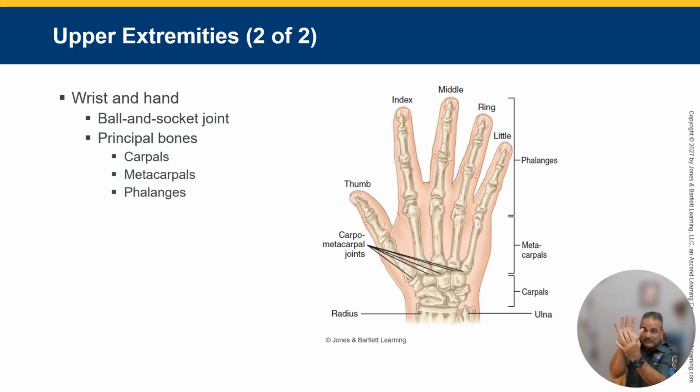Thumb, index, middle, ring, and little. You can also count it. First digit is thumb, second digit is index, third digit is middle, fourth digit is ring, and fifth digit is little. And they're all phalanges. And as you can see here, the radius is located there. It's the closest to the thumb. And then the ulna is on the outside. Good job. All right, let's move on.